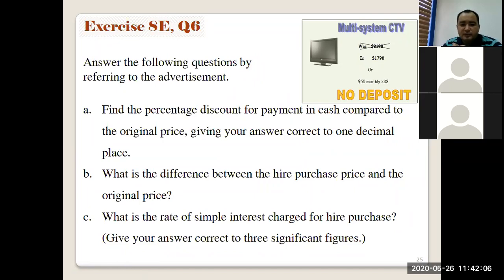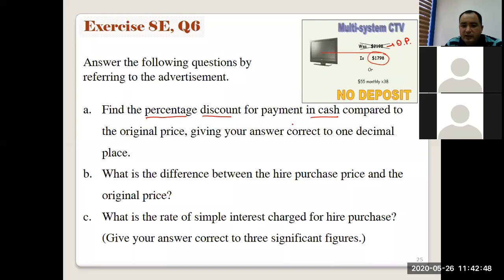Question A says, find the percentage discount for payment in cash compared to the original price. Giving your answer correct to 1 decimal place. Okay, it says find the percentage discount for payment in cash. What is payment in cash? Payment in cash is this, right? If you pay in cash, we have to pay this amount, right? Payment in cash compared to the original price. And what was the original price? And this is the original price, right? Give your answer correct to 1 decimal place.